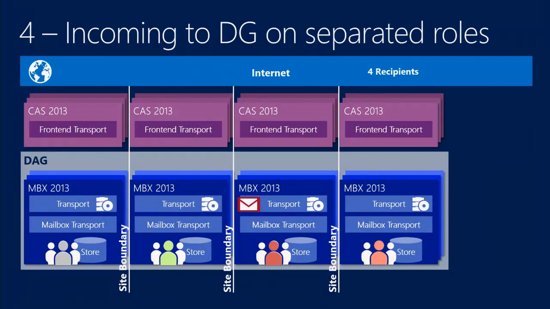The transport service is then going to bifurcate that message, create 4 nice little copies, and then deliver that to the mailbox transport component within this DAG, because all the recipients already are within this DAG, so we're in our final delivery group. Each message will go to the corresponding mailbox transport service on the mailbox server hosting the active database for each user, and then we get that message delivered to the user's inbox. Pretty nifty, huh?